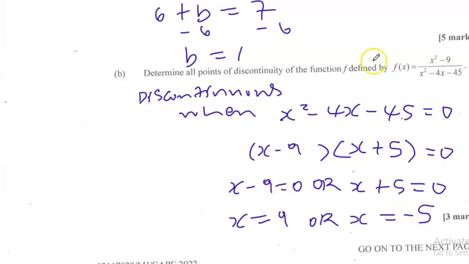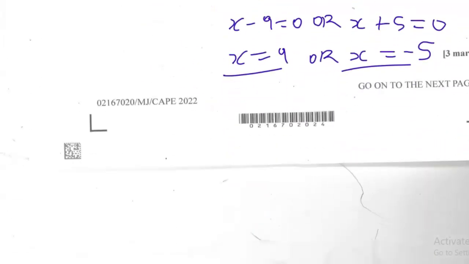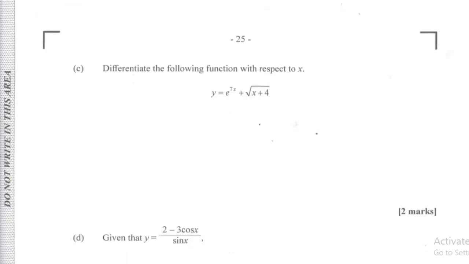Because when x is 9, you'll end up with a denominator of 0, which is undefined. Likewise, when x is minus 5, the denominator is 0, and dividing by 0 is undefined. So you won't get a corresponding y value when the x value is 9 or when the x value is negative 5. In other words, the function is discontinuous at those x values.